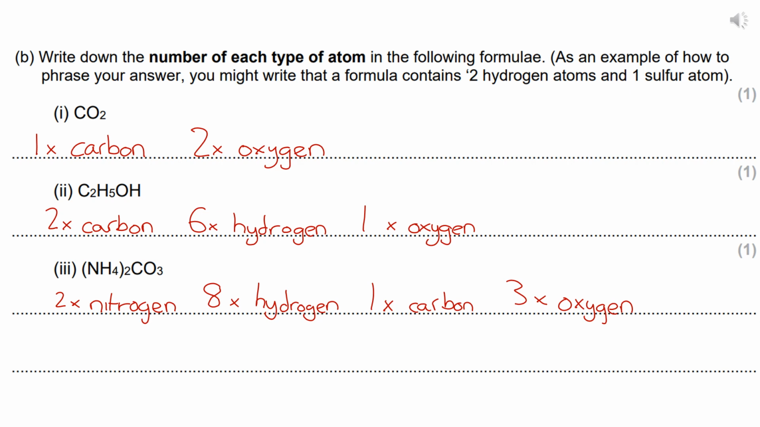Now for III, this is where some of the mistakes started to come in. So anything in brackets is times by the number on the outside. So inside the brackets we've got NH4. All of that is going to be times by the 2 on the outside. So it's going to be 2 nitrogen atoms, not 1, and 8 hydrogen atoms, not 4, and then 1 carbon atom and 3 oxygen atoms, which are on the outside. So be careful with that. Everything inside the brackets is times by the number on the outside.